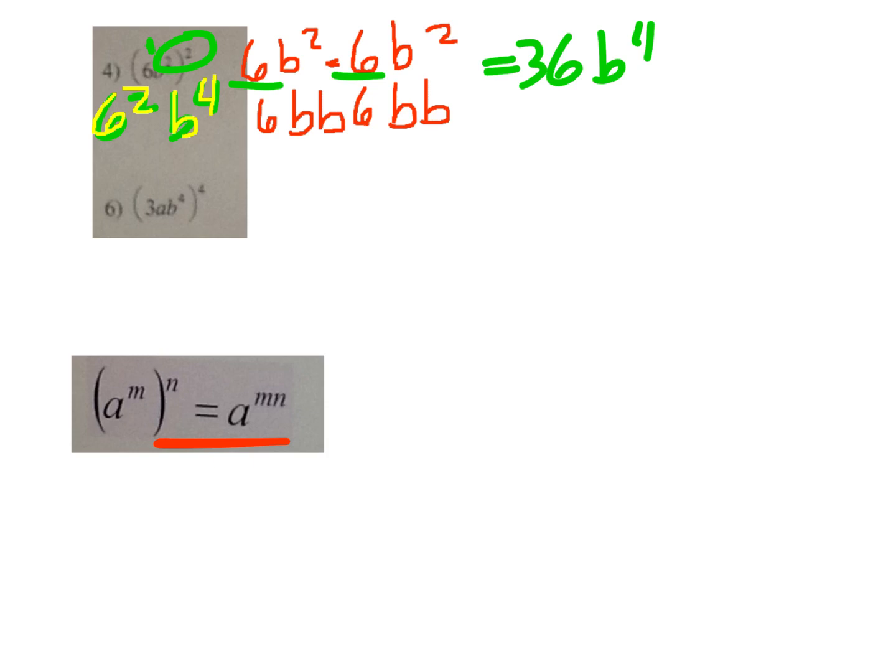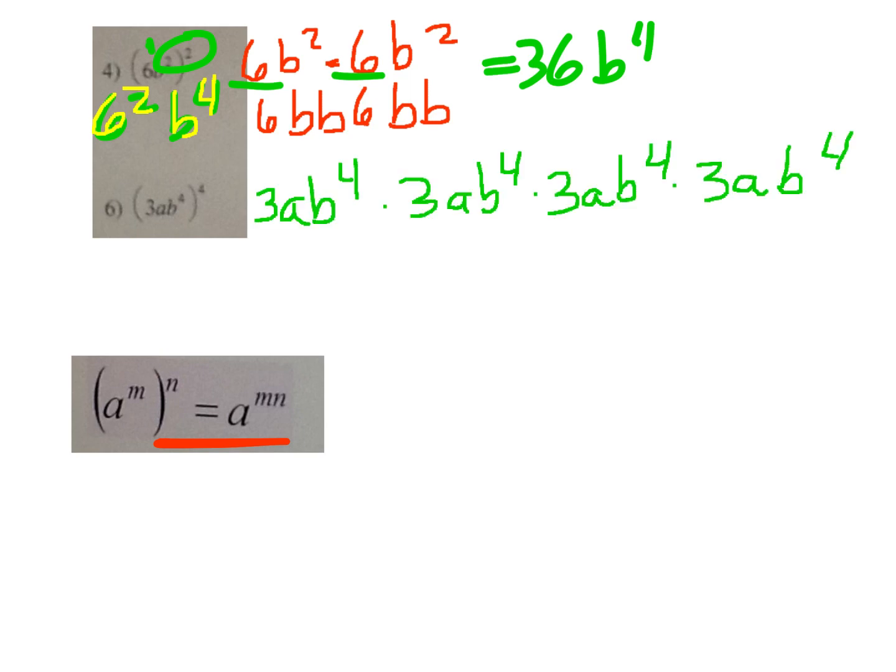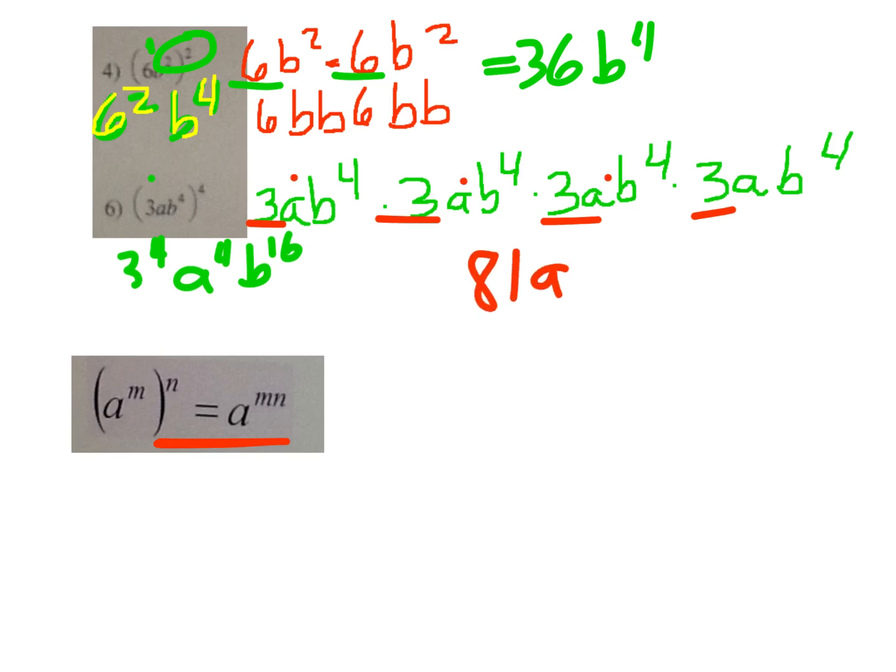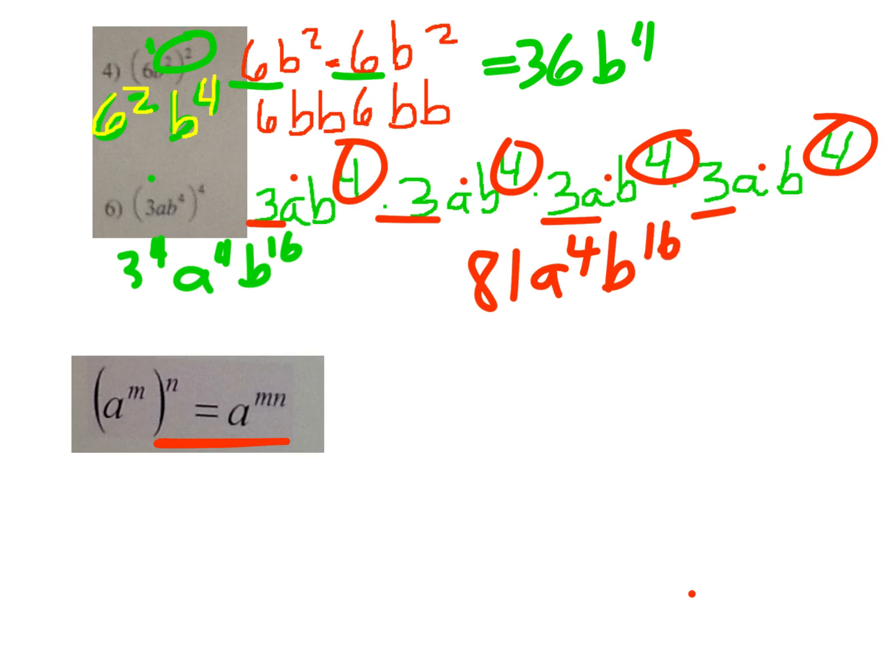Look at the next one. So this is what it looks like. And if I use the rule, the 3's to the 1st power again, so I have 3 to the 4th, a to the 4th, b to the 16, or 3 times 3 times 3 times 3, so 3 times 3 is 9, and this is 3 times 3 is 9, so we'd have 81, and we'd have a to the 1, 2, 3, 4, and b to the 1, 2, 3, 4 times 4 is 16.